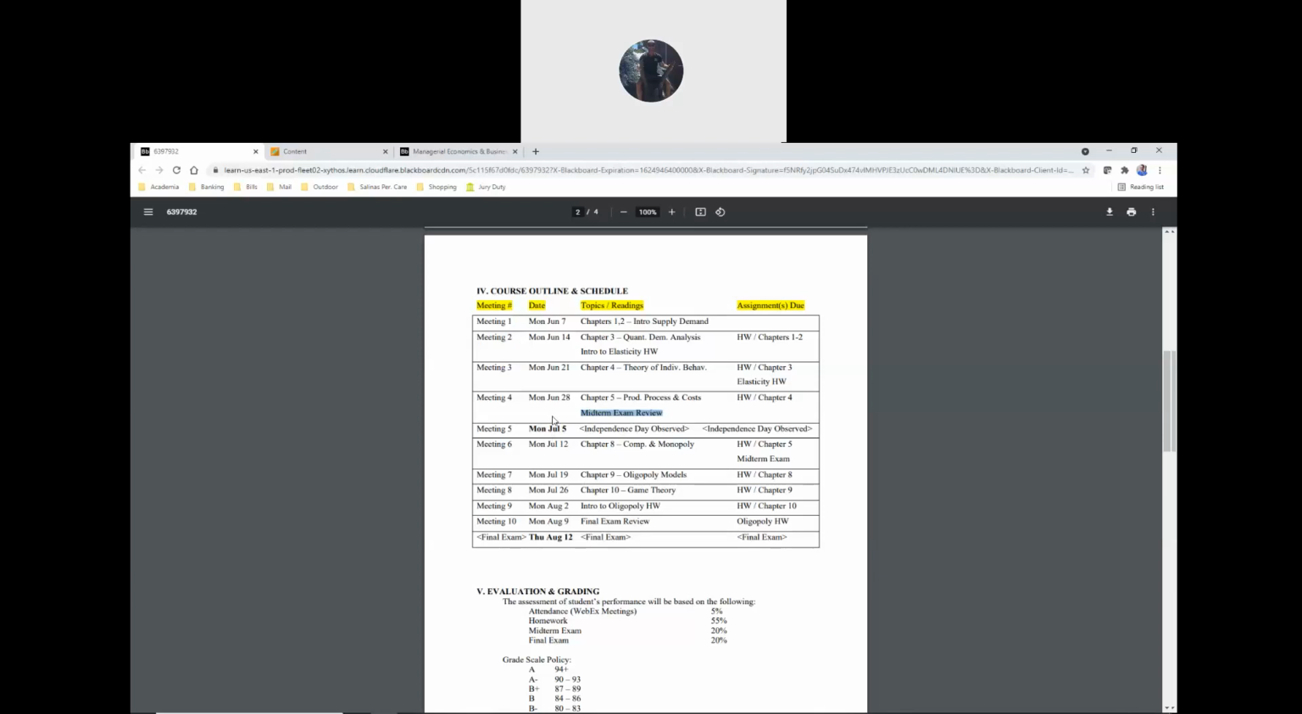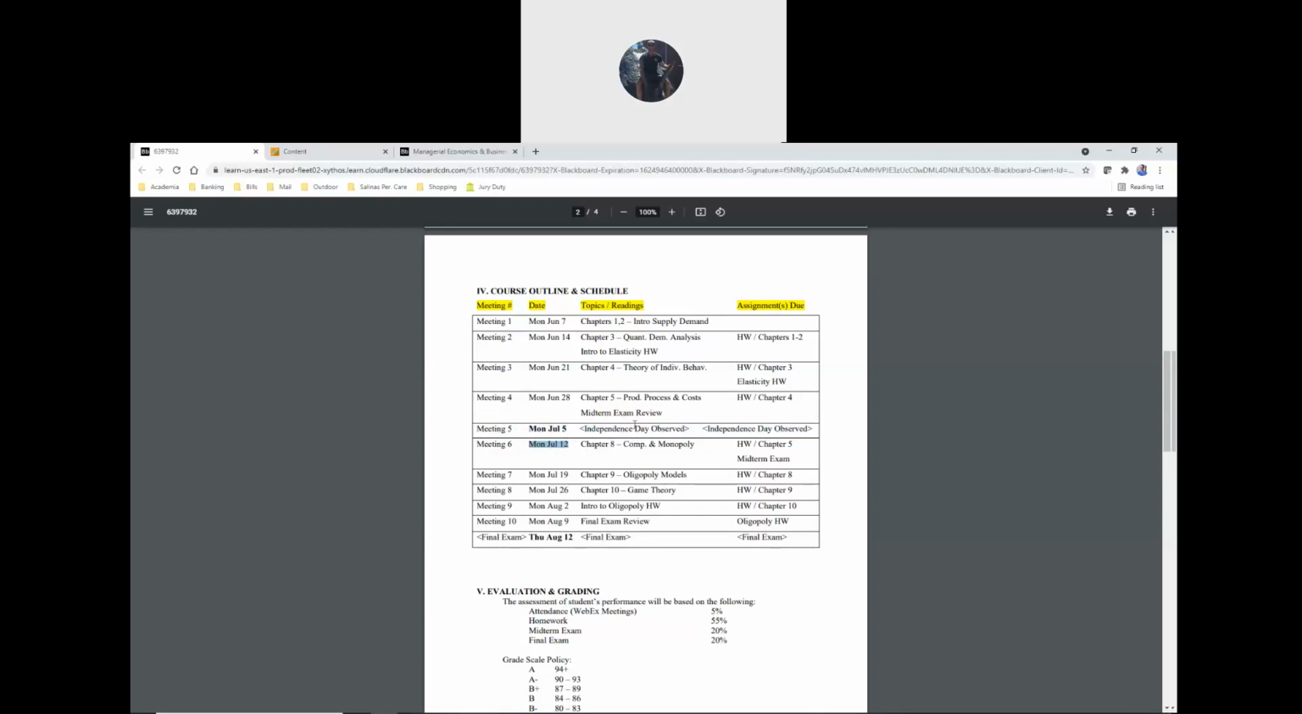Remember that next Monday, July 5th, is an observed holiday, which means we will not meet. The university is supposed to be closed that day, so no meeting next week, and we won't meet after tonight for 2 more weeks until July 12th. It says meeting 5, but there is no meeting 5. I just kept it. But the next meeting will essentially be meeting 6, which is Monday, July 12th.